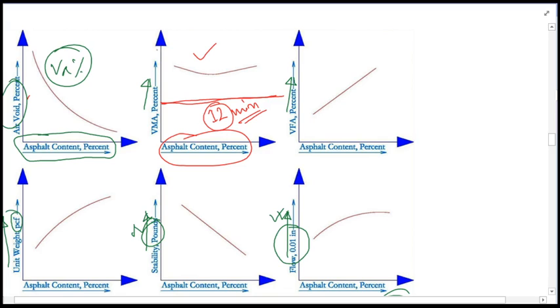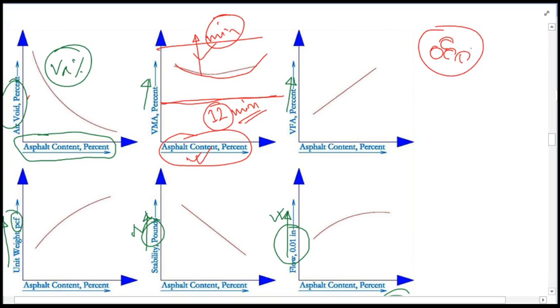But in some cases, you may find that the minimum range is satisfied, but your VMA is beyond this. In that case, again, you will have to change your aggregate gradation, because changing the asphalt content will not push this curve beyond this particular minimum range. It is always less than this, that's why you will have to change the gradation.